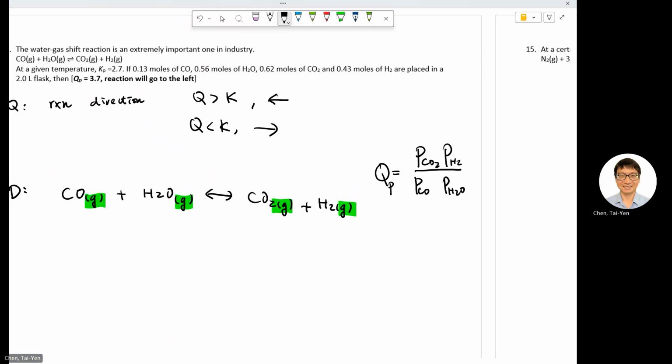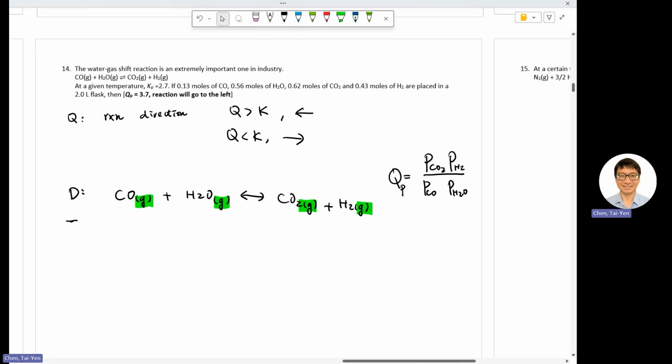All right. So once you write these things out, then make sure you start to put in your I, C, E, and start to put in the numbers. At a given temperature, it says your Kp is 2.7, right? It says if 0.13 mole of CO, 0.56 mole of H2O, 0.62 CO2, and 0.43 H2 are placed in a 2.0 liter container. You see a lot of numbers over there, right?